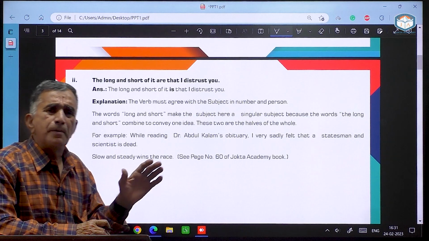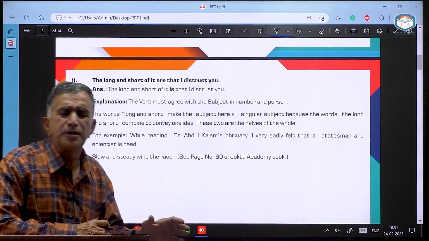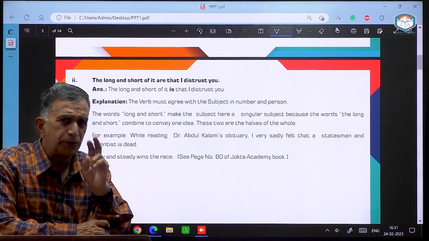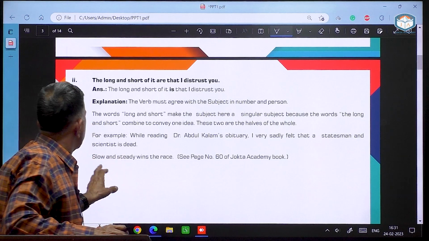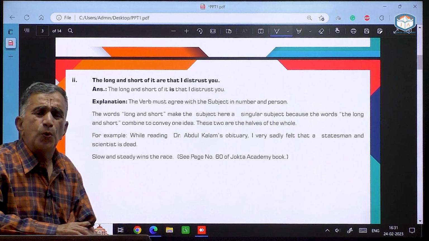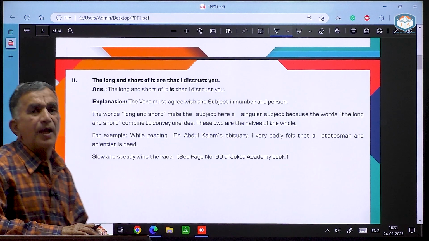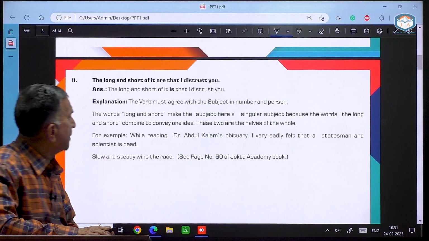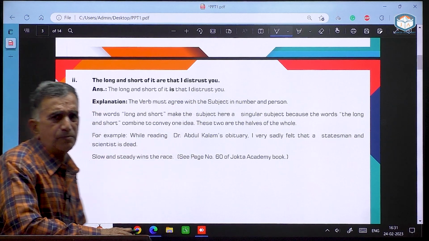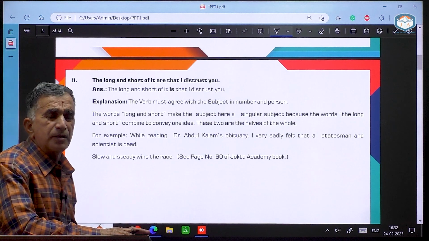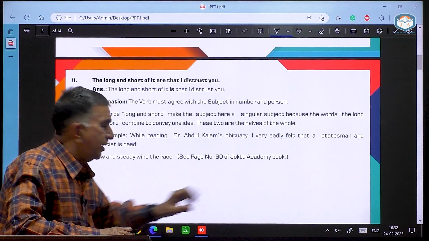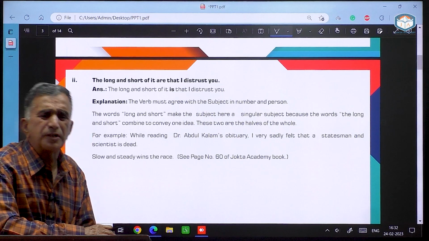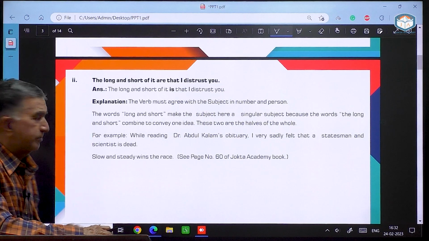For example, bread and butter is here. These 2 subjects are 2 halves of the whole. Similarly, slow and steady wins the race. And same is the case here. The long and short of it is that I distrust you. For other details, consult our book at page number 60. This is a very subtle but important topic.